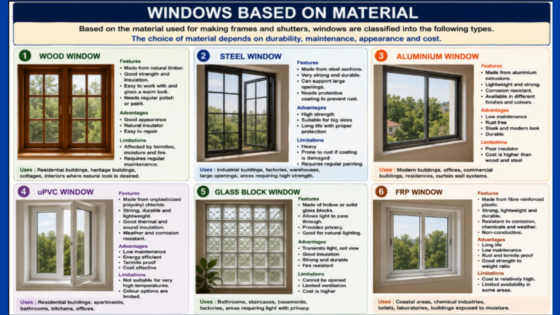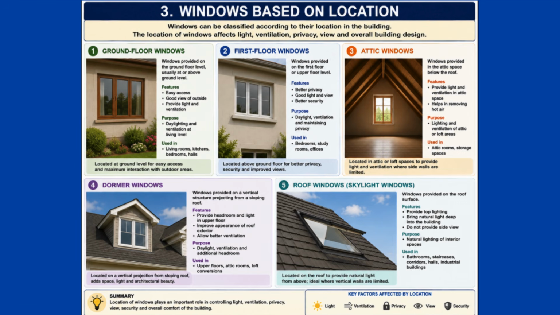Glass blocks: allow natural light while providing privacy, mainly used where ventilation is not required. FRP: strong, lightweight and resistant to corrosion, moisture and termites. Therefore, the material is selected based on durability, maintenance, appearance, cost and the requirements of the building. Windows based on location. Windows can also be classified according to where they are located in the building. Their position affects lighting, ventilation, privacy and views.